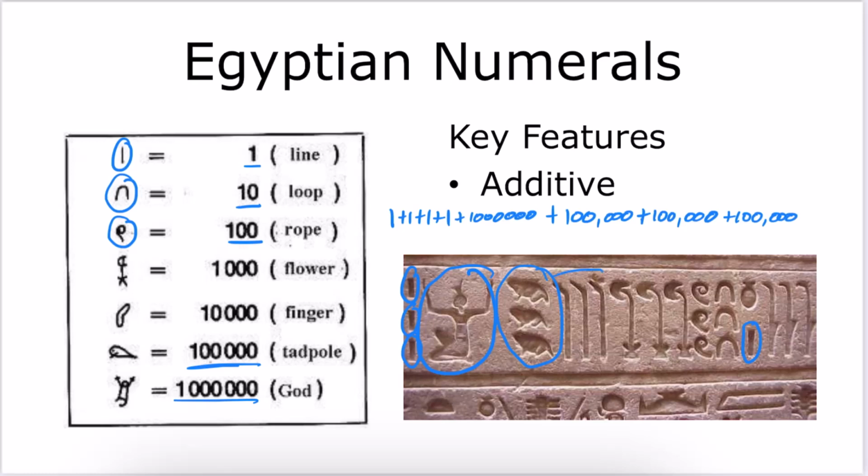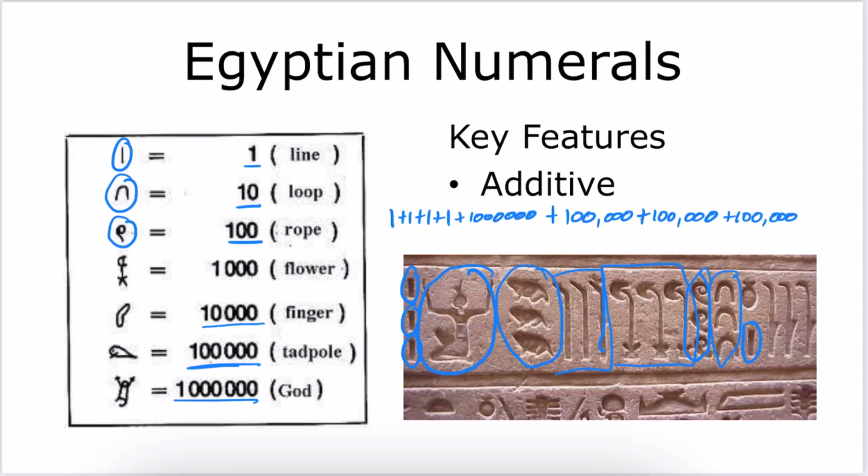And then these 3 symbols right here are the bent fingers, which represent 10,000. So you would add 3 10,000s. These symbols right here are the flowers, or the lotuses, and they represent 1,000. So you would add those up. And then you've got 3 ropes, which would be 300, and 3 loops, which would be 30.